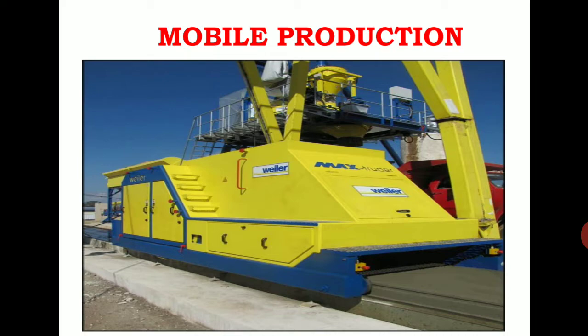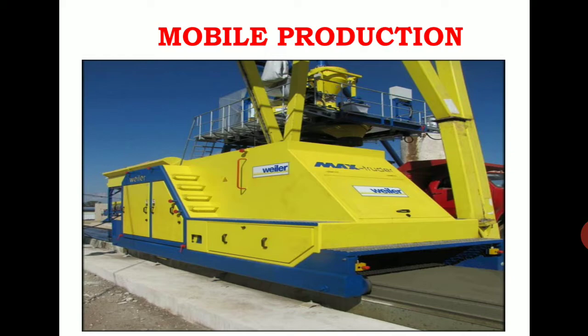So in the stationary, in the entire factory, all the equipment as well as machines and molds have been placed at a particular place. It can't come out from that manufacturing plant or factory. But here, mobile production is nothing but we can shift this from one place to another place, depending upon our requirement.